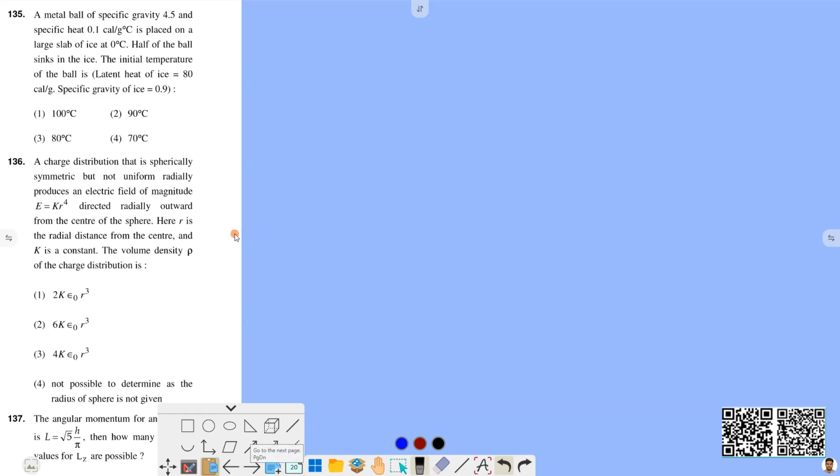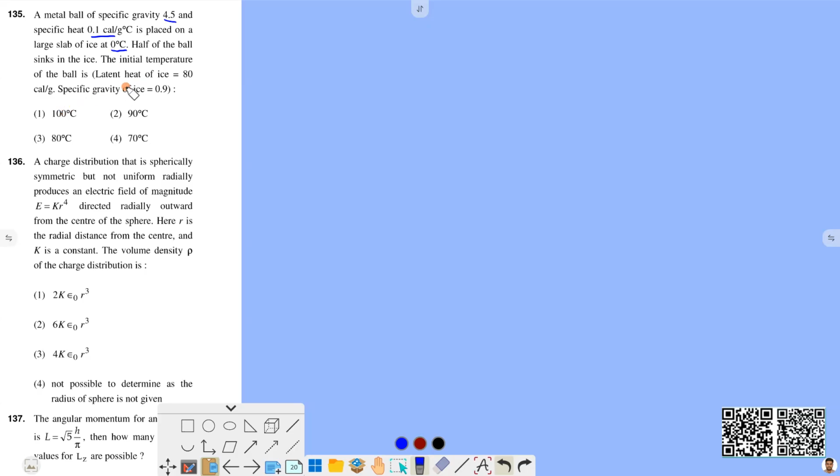So starting with question number 135 here. A metal ball of specific gravity 4.5 and specific heat given, placed on a glass slab at ice at 0 degree Celsius. Half of the ball sinks in the ice. Initial temperature of the ball is. So yeah, here what we have to find out is the initial temperature.